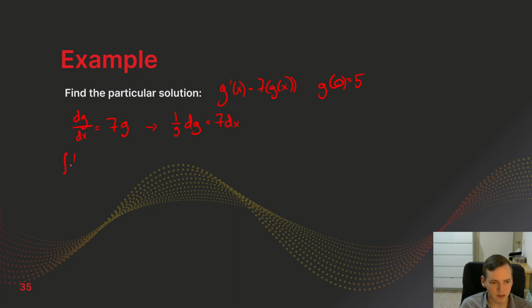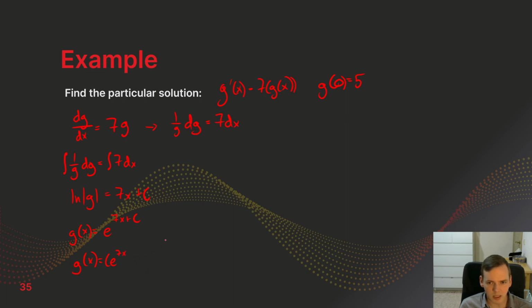Integrate both sides. The integral of 1 over g dg is equal to the integral of 7 dx. So that means we get natural log of g is equal to 7x plus c. So g of x is equal to e to the 7x plus c. G of x is equal to c e to the 7x.